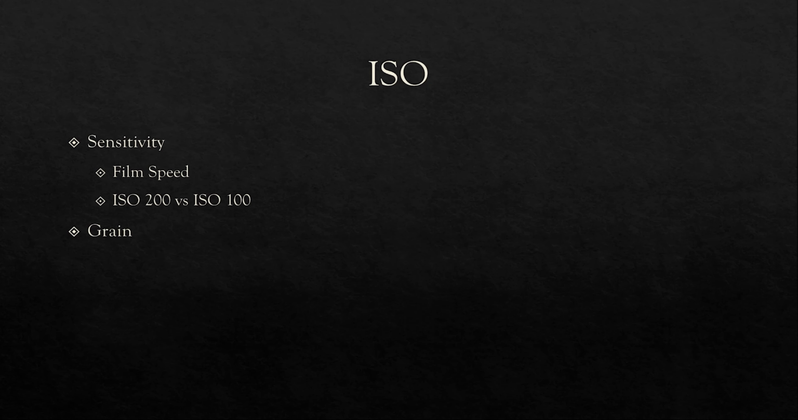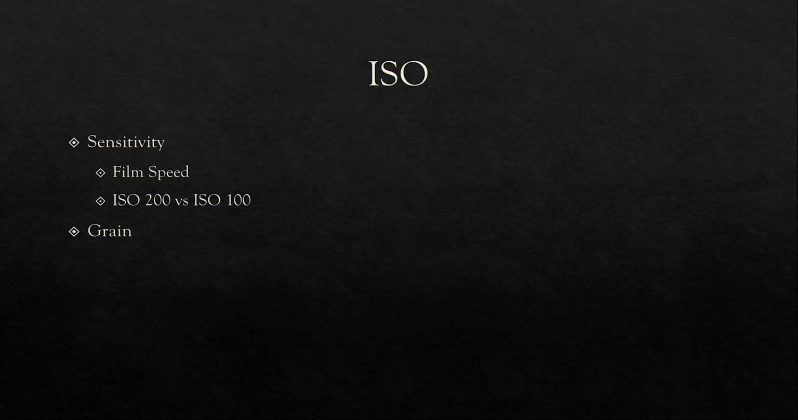So next up, we're going to talk about ISO. ISO used to be film speed. Now it is sensitivity on your sensor. Basically, this just changes how much power is given to the sensor for a given number. So ISO 200 is double the amount of power as ISO 100.